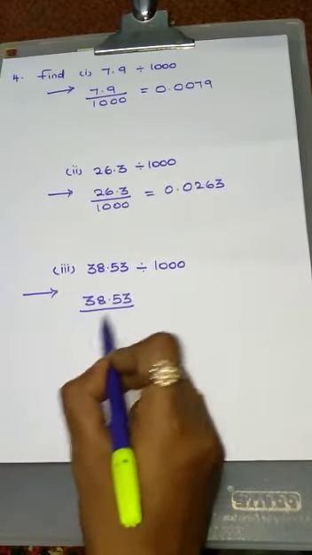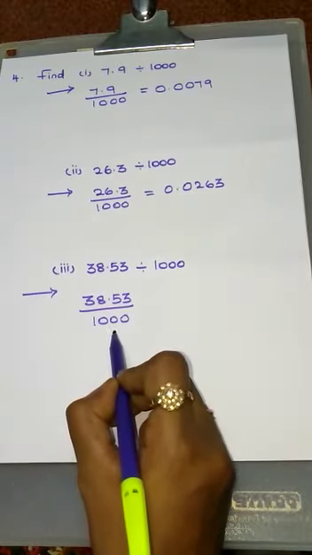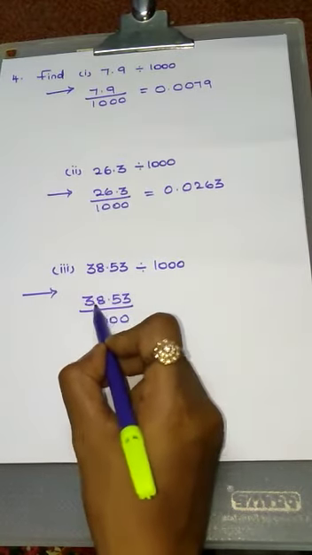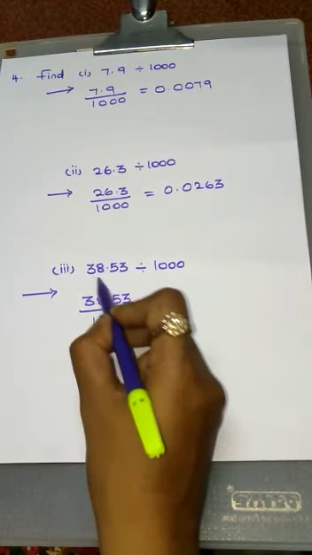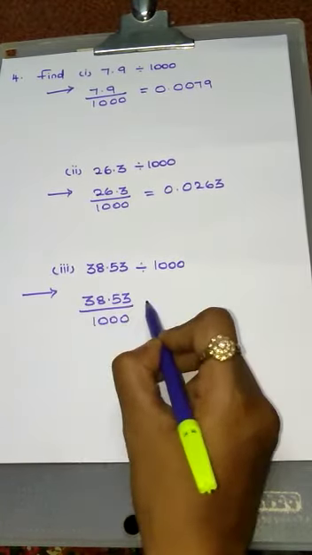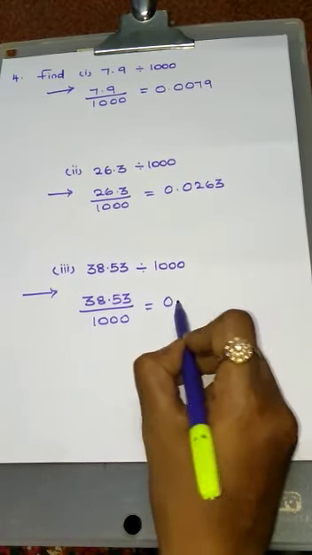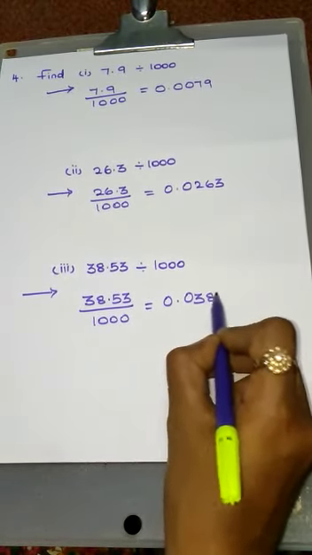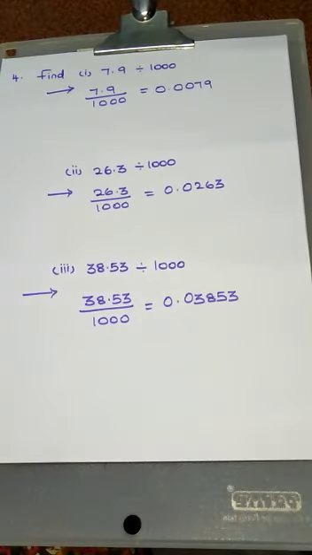Next problem, 38.53 divided by 1000. In the denominator value 1000 we have three zeros. So we have to move the decimal point towards left only. Already we have two places. We need another one 0 only. So the answer is 0.03853. That's all.